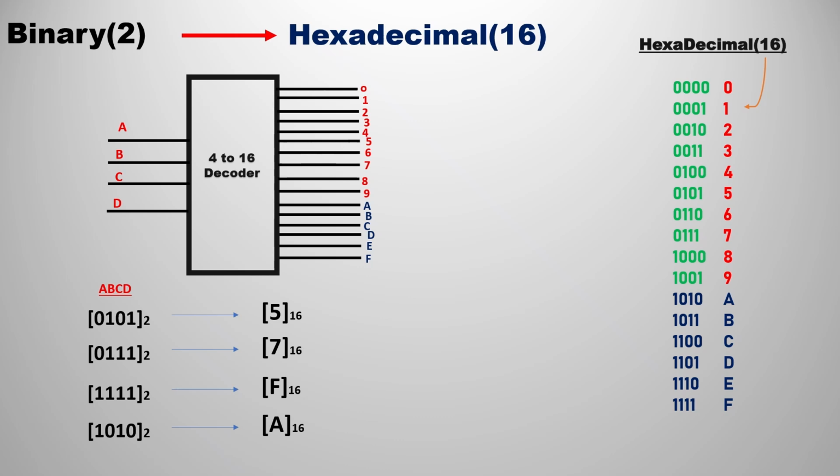1010 means 10. 10 is not possible, so in this case we have A, so it is represented as A. That is our final answer in hexadecimal.